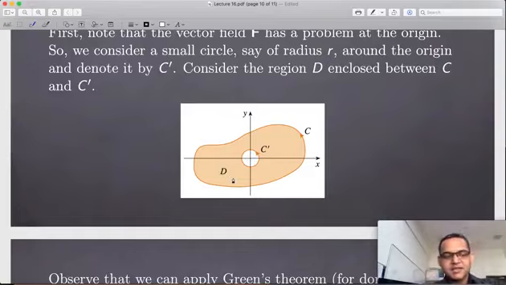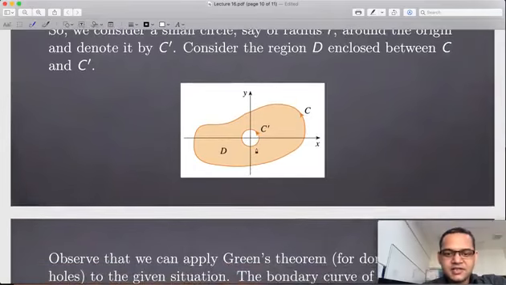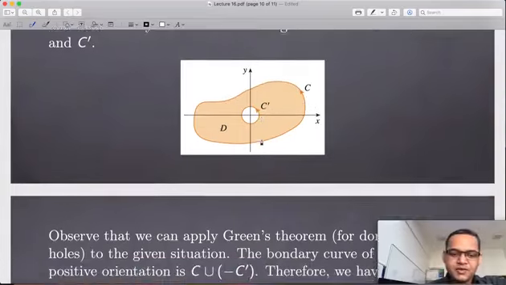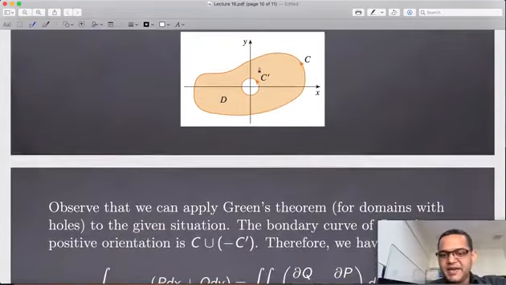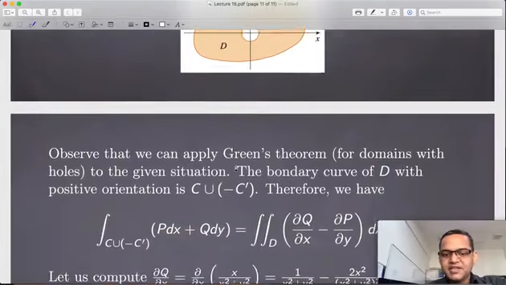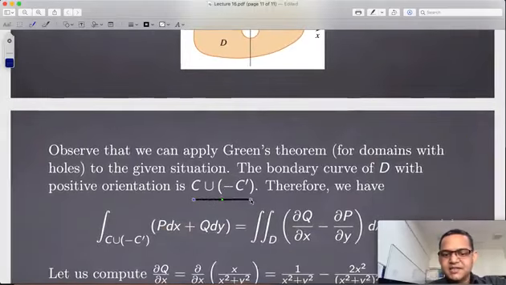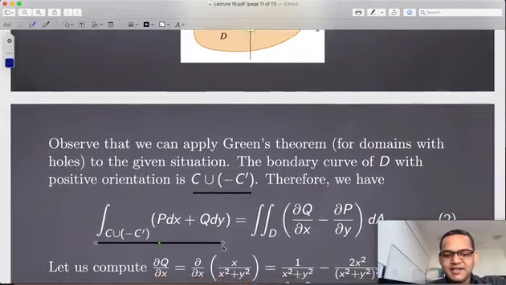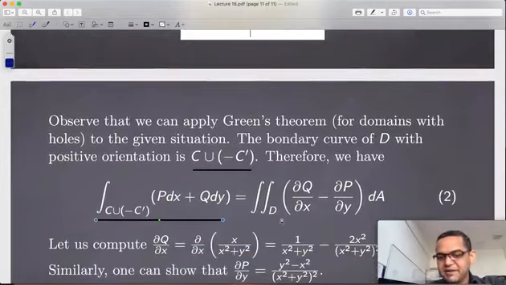You have to be careful, like in the previous case. I am writing it deliberately so that you understand that when I say the boundary of D is C union minus C prime with positive orientation. Now to this domain I can apply Green's theorem. That is precisely going to give me a line integral over C union minus C prime, and the double integral is going to be this.